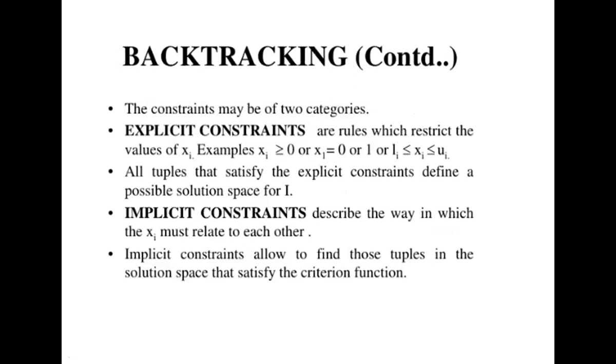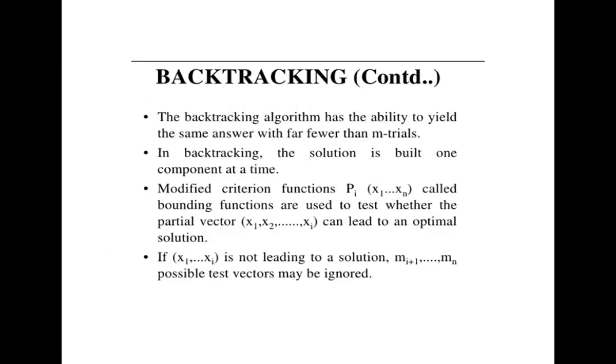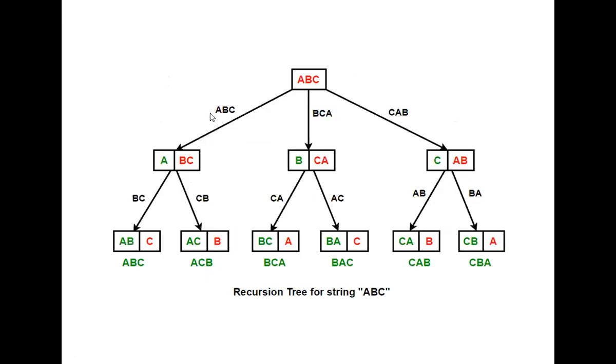Explicit constraints are the rules which restrict the values of xi. In the previous example, the explicit constraints are A, B, C. We consider only these three values.